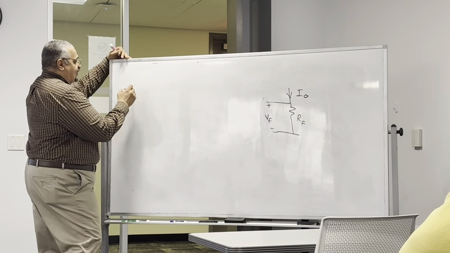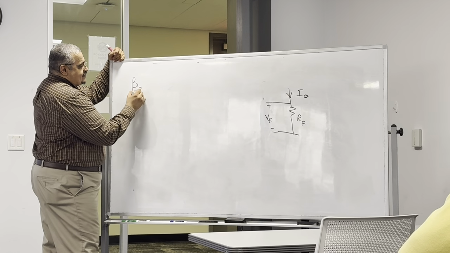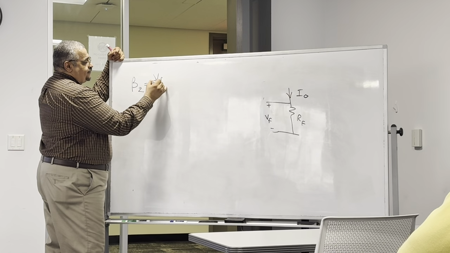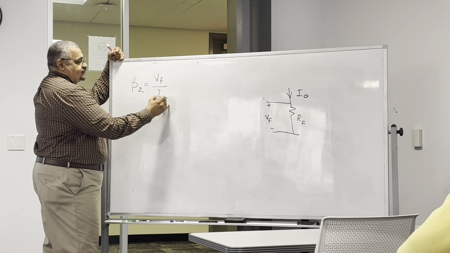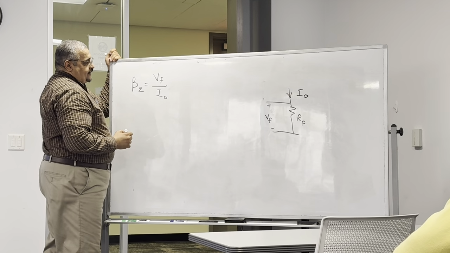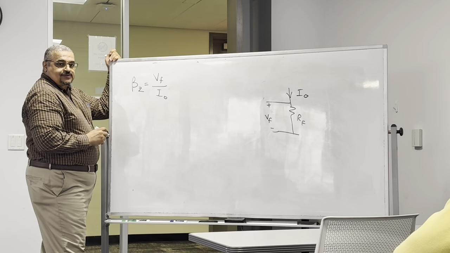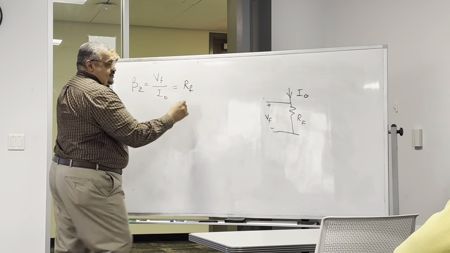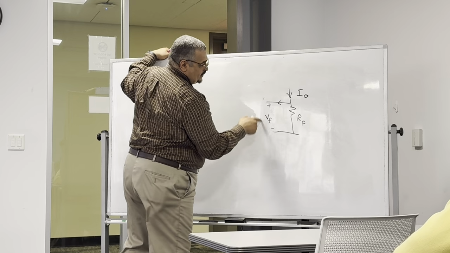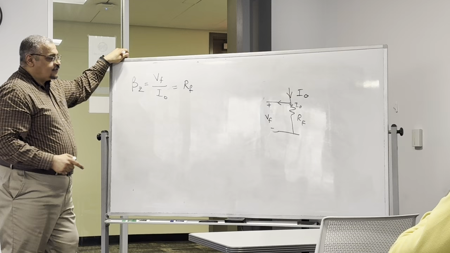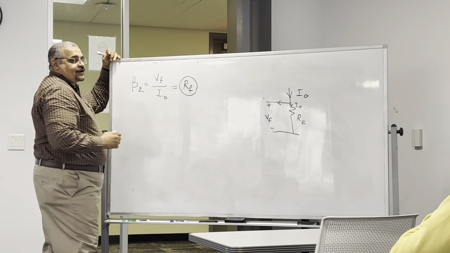Now we need to find beta. Beta in this case is a resistive network that has the relationship of VF divided by I out. Okay? Now, what's the relationship between VF and I out? RF, that's it. Because this current has no way to go this way because this is open. So this current is IO. IO times RF gives you VF, so the feedback beta is RF.